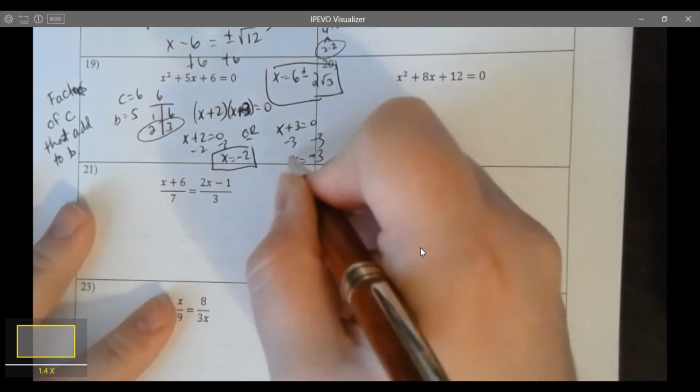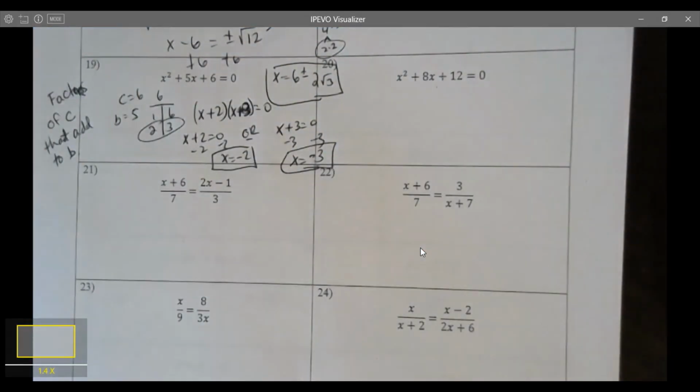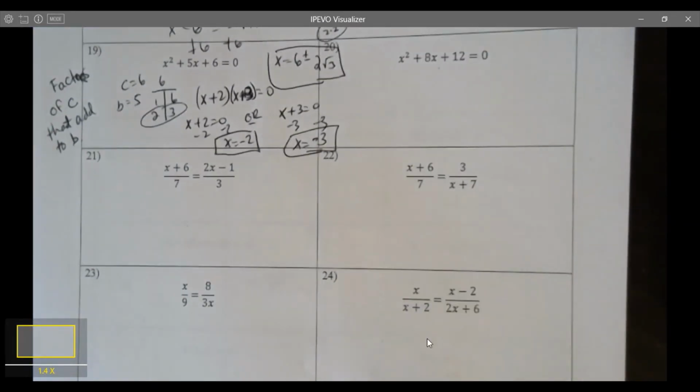It's another solution. In the next video, I'll work out one of the problems from 21 through 24 for you. So be on the lookout for that video to come shortly.